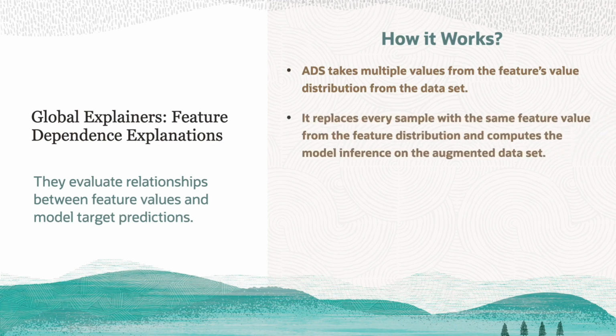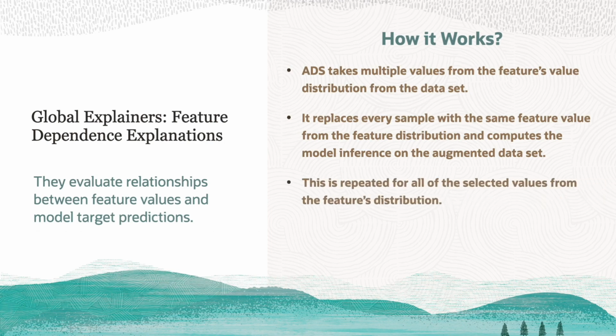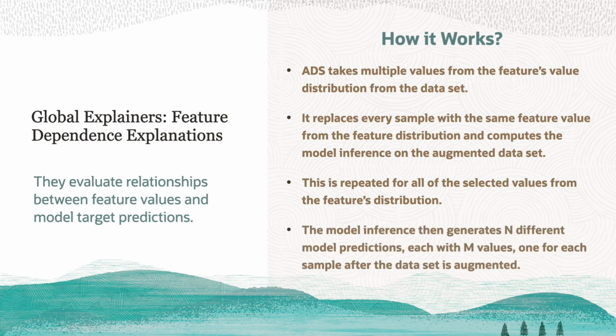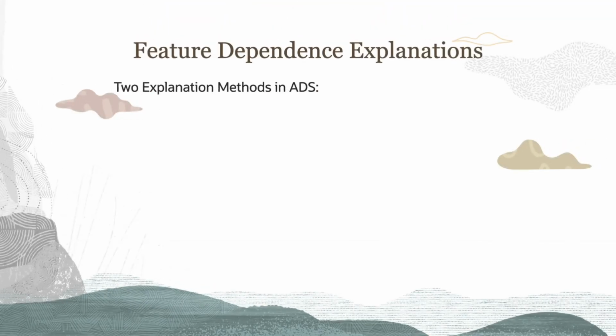Then it replaces every sample in the provided dataset with the same feature value from the feature distribution and then computes the model inference on the augmented dataset. This process is repeated for all of the selected values from the feature distribution. If you have n different values selected from the feature distribution, then you will get n different datasets, each with the selected feature having the same value for all samples in the corresponding dataset. The model inference then generates n different model predictions, each with m values, one for each sample after the dataset is augmented.